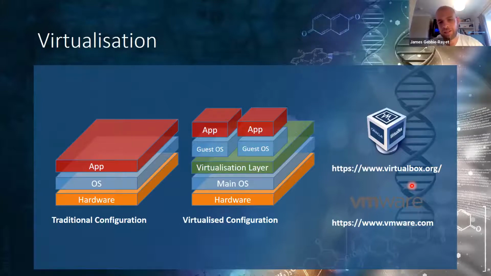So this could be Linux. If you've got a Mac license, you could probably put Mac in here, or you could even have different versions of Windows on a Windows 10 main OS. And then you can install your apps inside these guest operating systems. And you can have lots of different things.